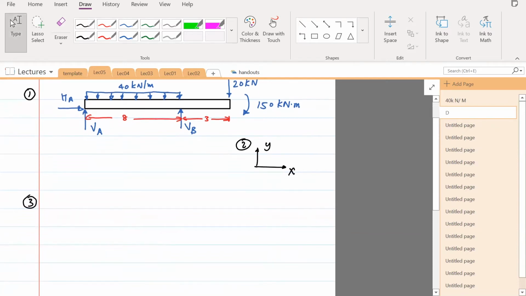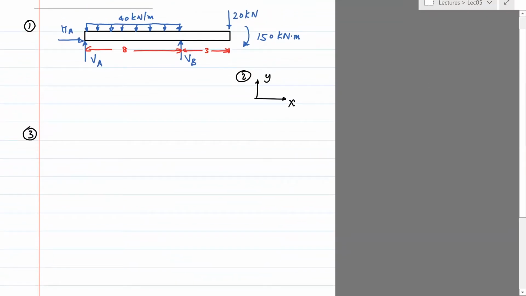Okay, third step, compute the reaction forces using equations of equilibrium, which is summation of forces in the X direction equals, in this case, HA, which is clearly 0. Summation of forces in the Y direction equals VA plus VB, both are in the upward direction, so that's positive. And then we have 20 kilonewtons acting in the downward direction.